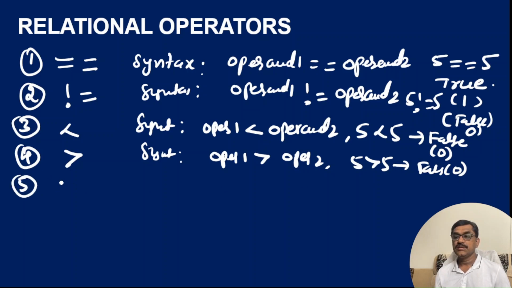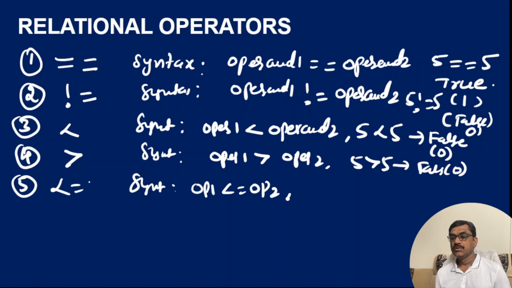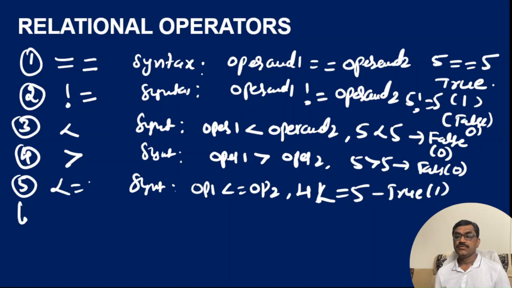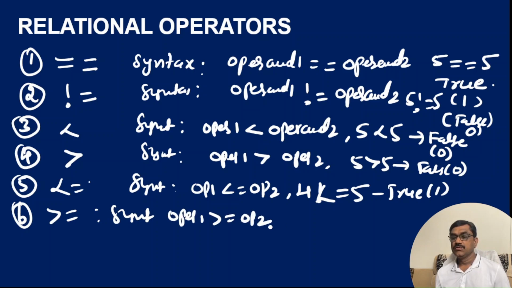And the fifth operator is less than or equals to. The syntax is again the same. Operand 1 is less than or equals to operand 2. So for example, I'm taking 4 is less than or equals to 5. In this case, we get true and its value is 1. Now the sixth operator is greater than or equals to. The syntax is operand 1 is greater than or equals to operand 2. If I write 5 is greater than or equals to 4, the answer is true and its logical value is 1. So these are the simple relational operators and corresponding examples.